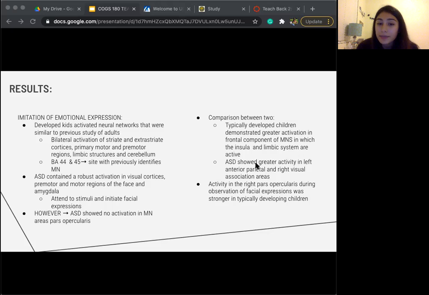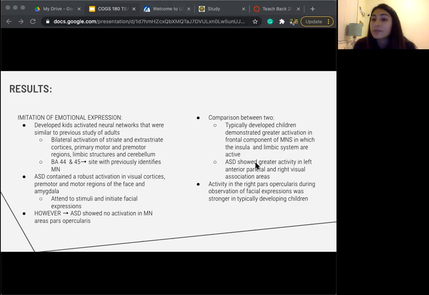Children with autism spectrum disorder showed robust activation in visual cortices, the premotor and the motor regions of the face, and the amygdala. So they were able to attend to and to imitate facial expressions. However, the autism spectrum disorder group showed no activation in the mirror neuron area, the pars opercularis. And this is the area where, as we mentioned before, the insula connects the frontal mirror neurons to the limbic system in order for you to actually attribute meaning to the facial expressions.